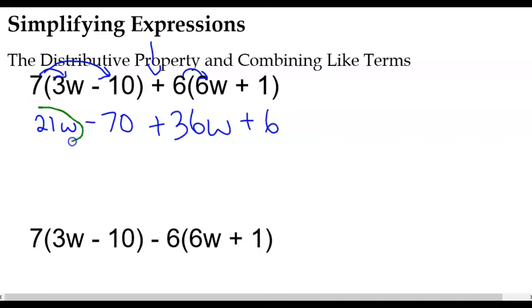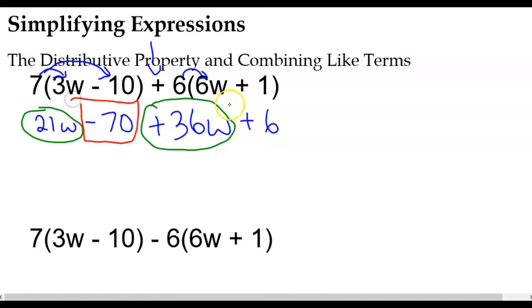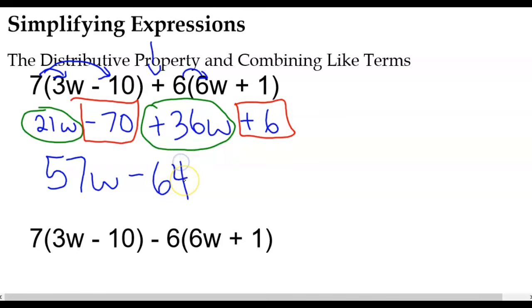Let's combine like terms. 21w plus 36w. I've got a negative 70 and a positive 6. Well, 21 and 36, that's 57w. And then negative 70 plus 6 is negative 64. So that long expression just becomes 57w minus 64.